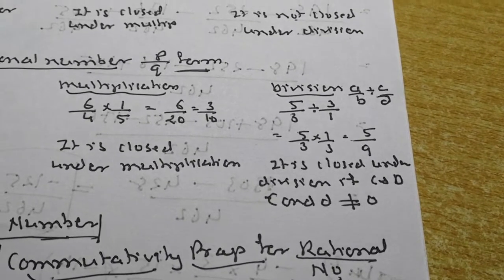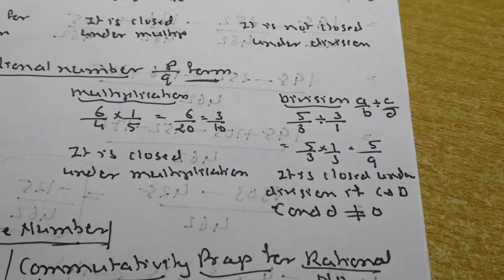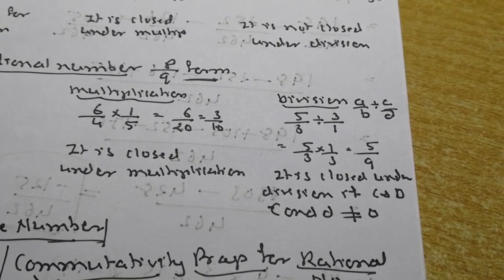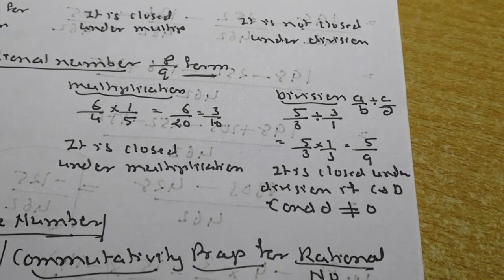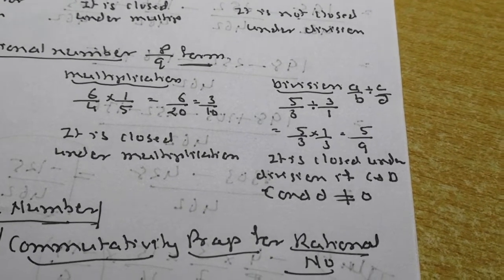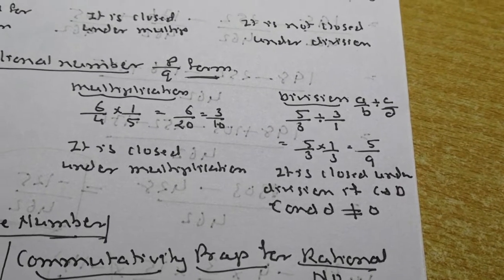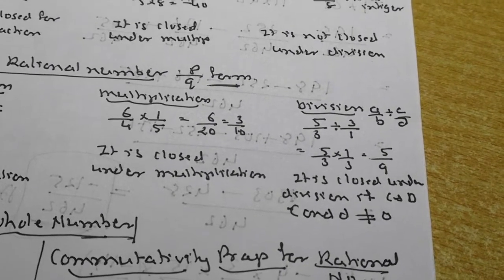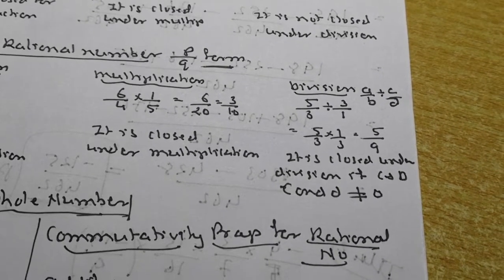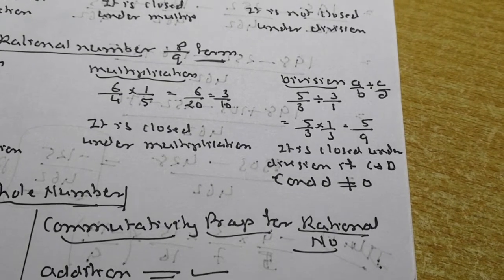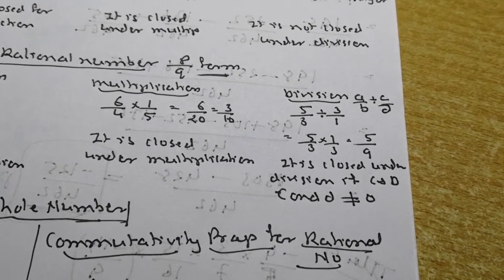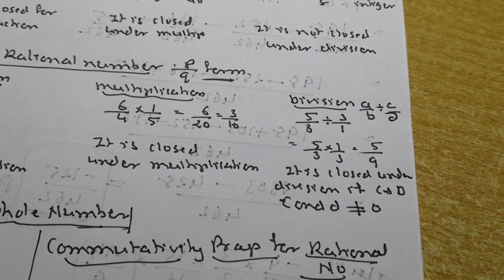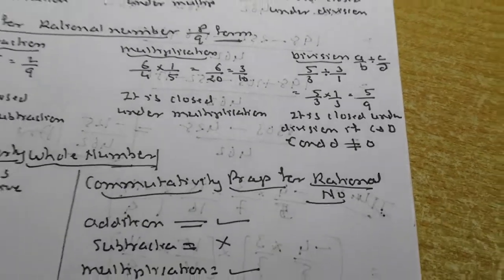For division, 5 upon 3 divided by 3 upon 1. As we know very well, instead of division we are going to write multiplication, and we write the reciprocal of 3 upon 1, that is 1 upon 3. So 5 upon 9. So for division it is good. Closure property of rational numbers is good for division also, but with a condition that C and D should not be 0. Then only it is possible.